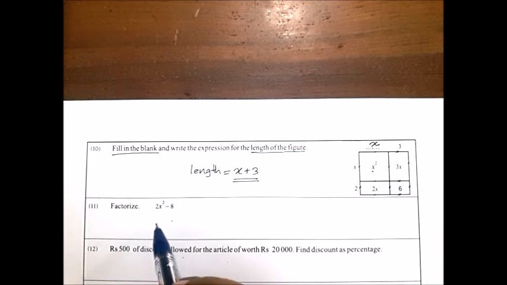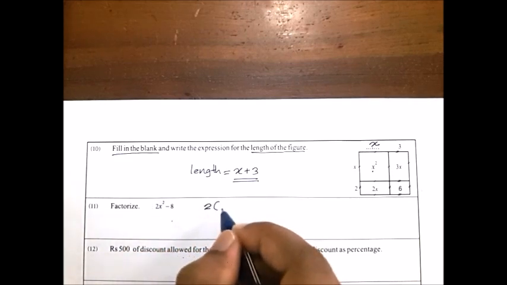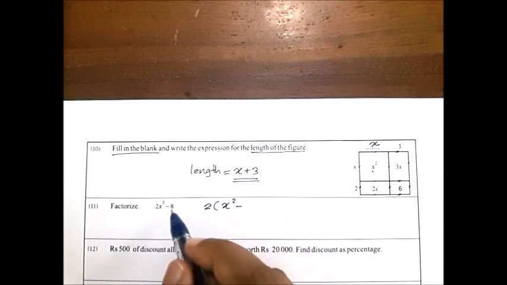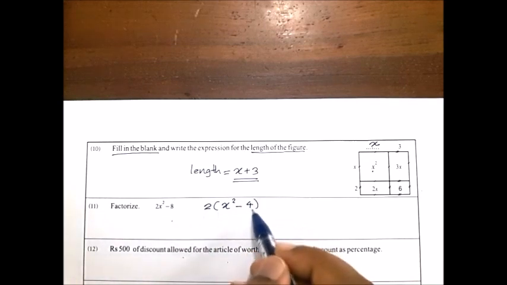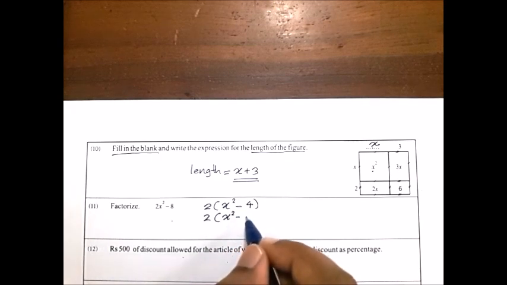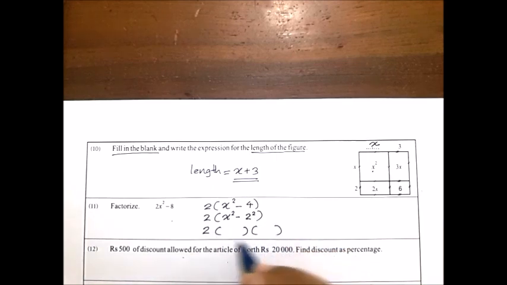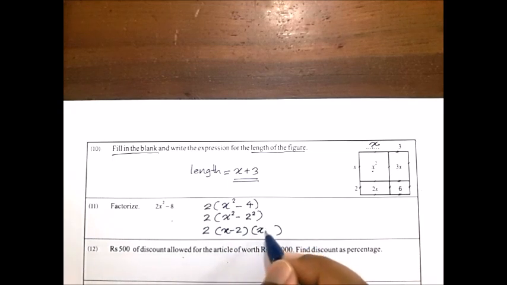Now look at the 11th one. 2x to the power 2 minus 8. First take common terms out of the brackets. 2 is common here. 2 within brackets, x squared minus 4. 8 divided by 2 is 4. Now you can write 4 as the square of a number. It is 2 to the power 2. Here is a difference of two squares. What are the factors of this expression? x minus 2 is one factor and the other one is x plus 2.